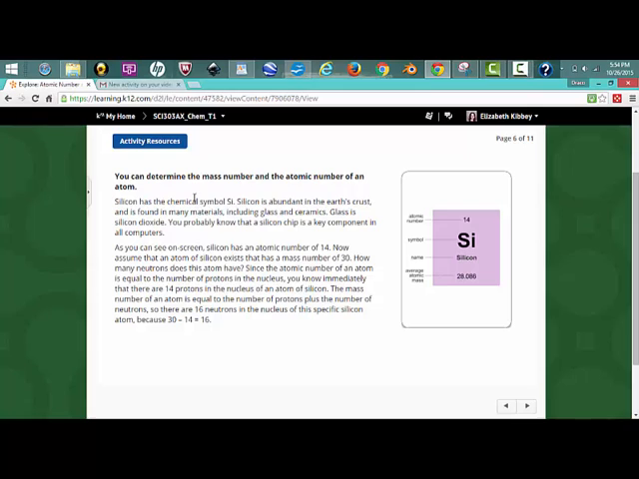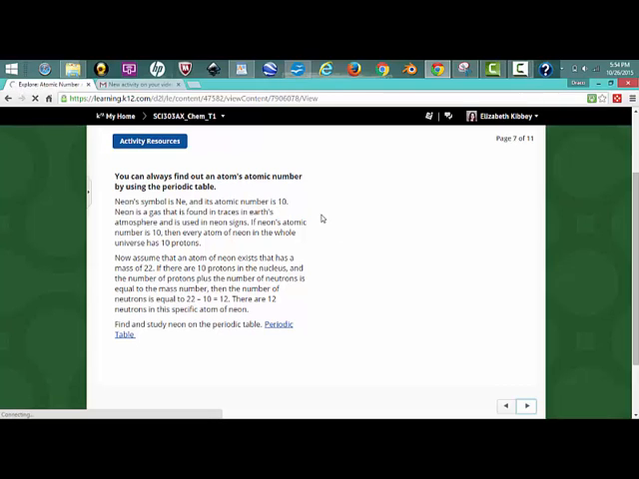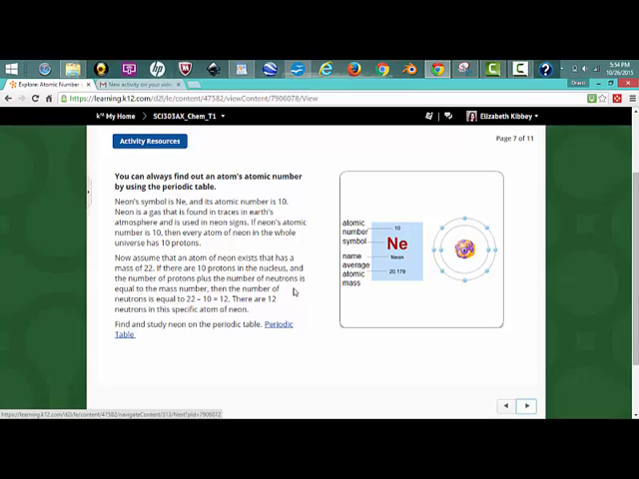You can determine the mass number and the atomic number of an atom. The atomic number for silicon is 14, the symbol is Si, the name is silicon, and the average atomic mass is 28.086. You can always find out an atom's atomic number by using the periodic table. Looking at neon, we know that the atomic number is 10, the symbol is Ne, the name is neon, and the average atomic mass would be 20.179.